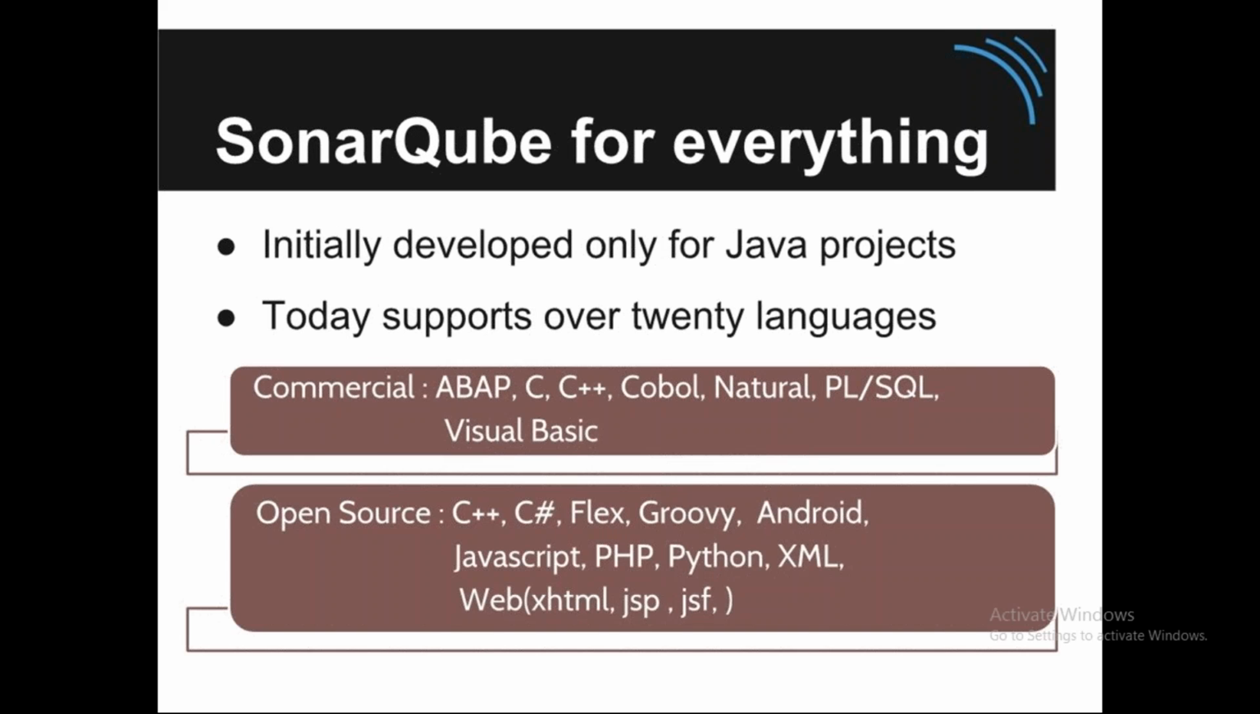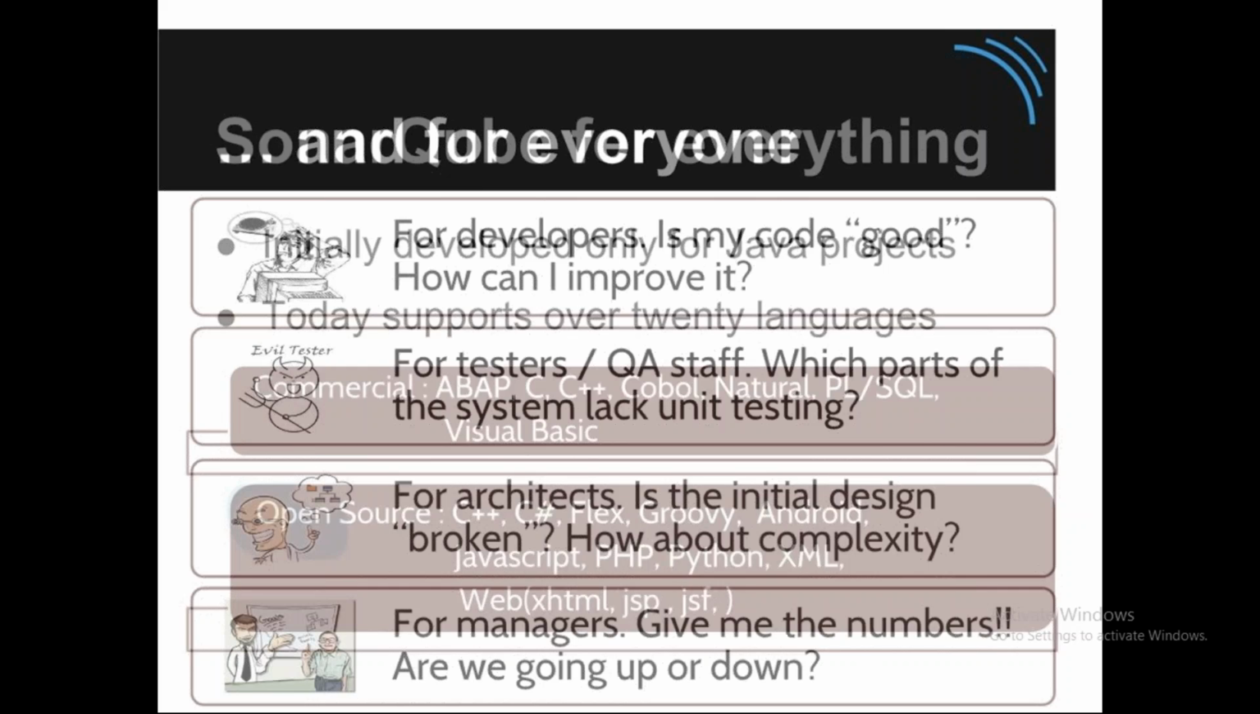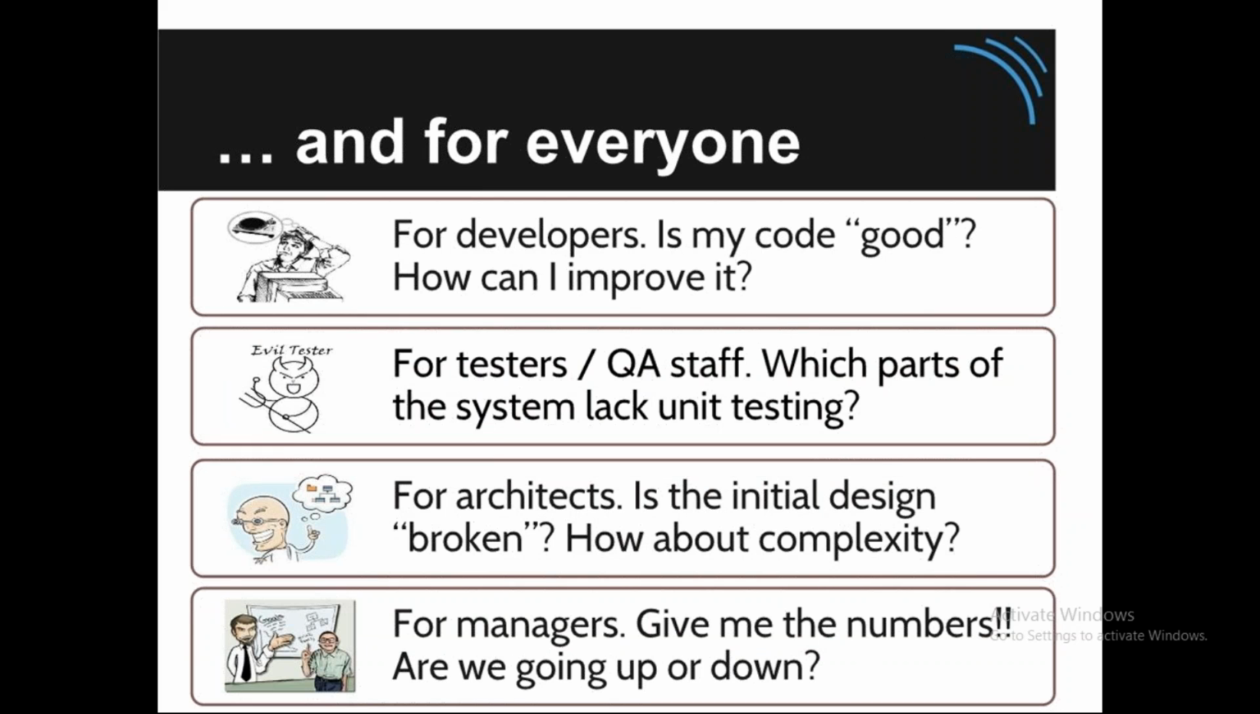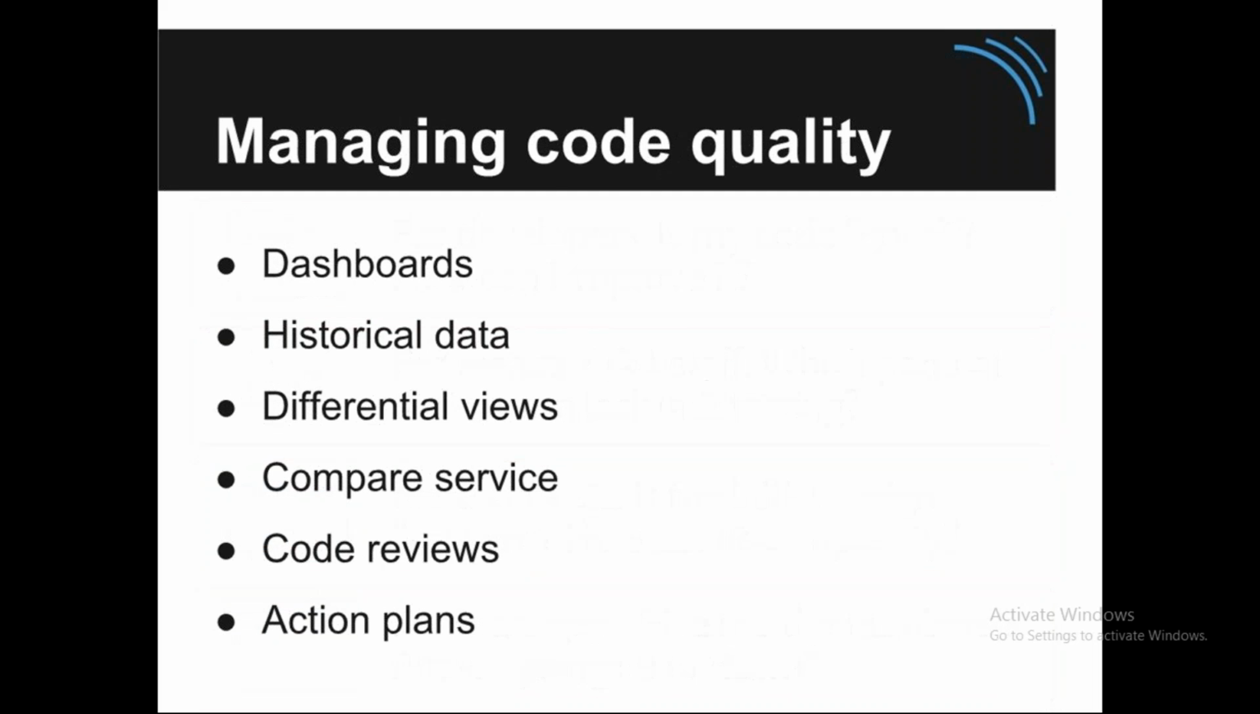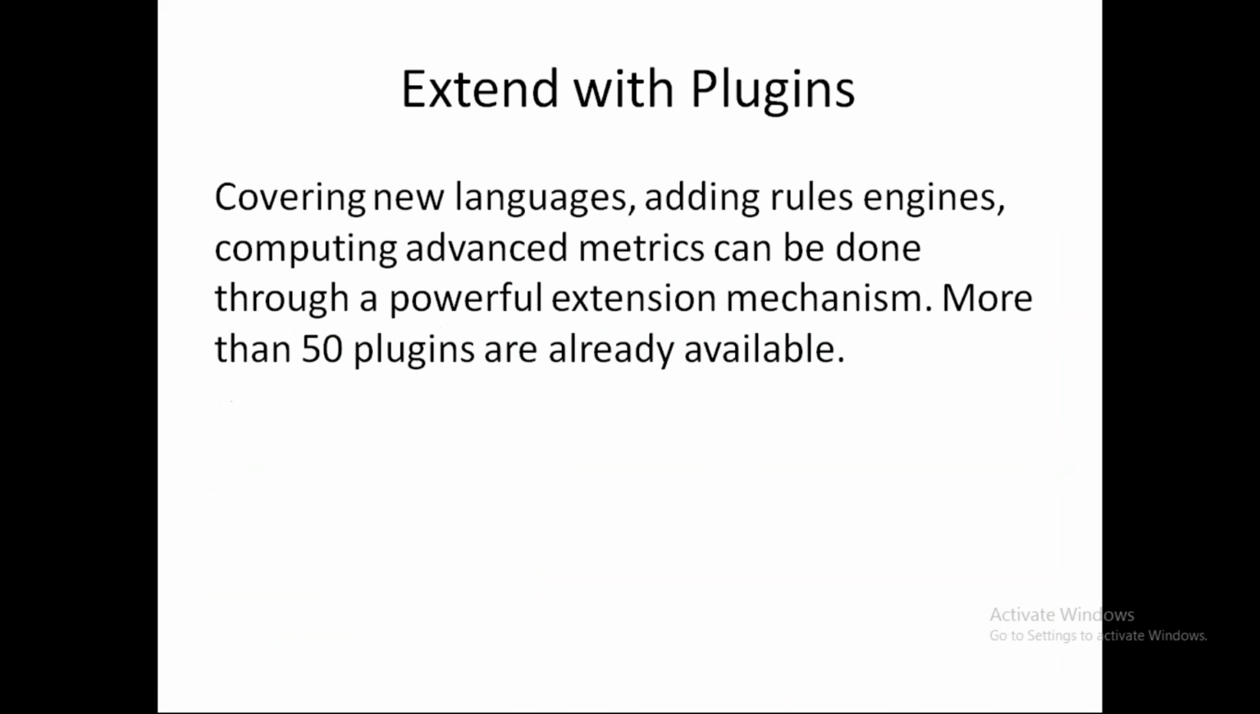SonarQube for everything. Basically you can manage code quality for all languages on SonarQube. Everything is possible on SonarQube, and you don't have to buy any other software. Who is going to use it? Those who write code and want to find issues and bugs, or the management trying to check the standard and quality of your code. On the code quality front, you have a dashboard, historical data, different views, and you can compare services, code reviews, action plans and everything.